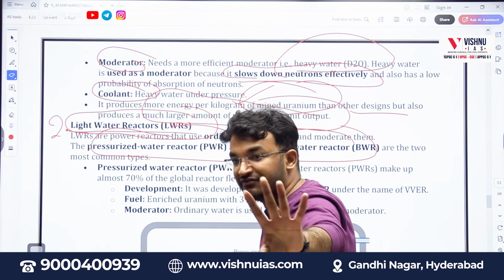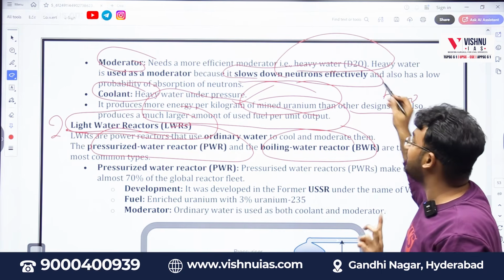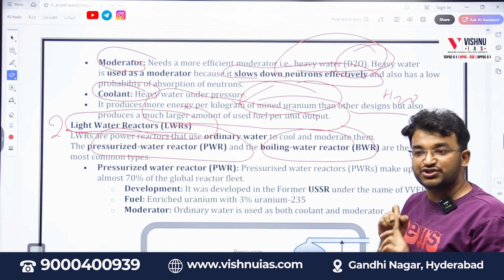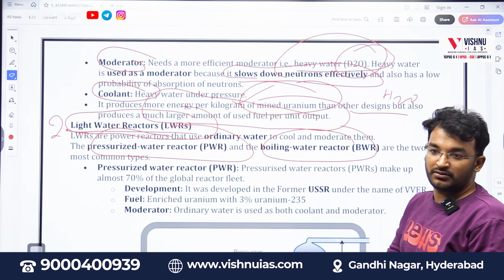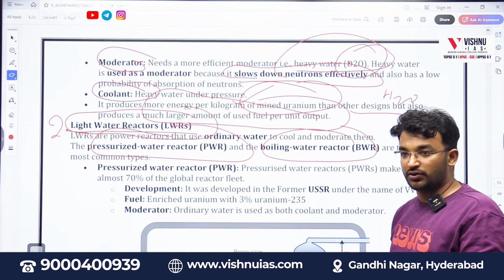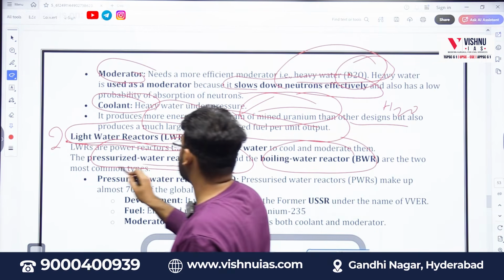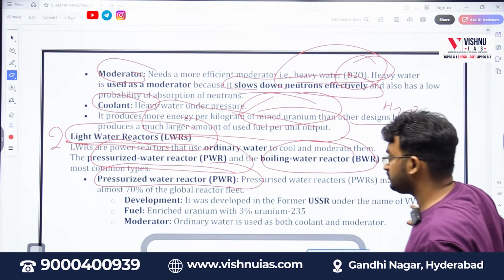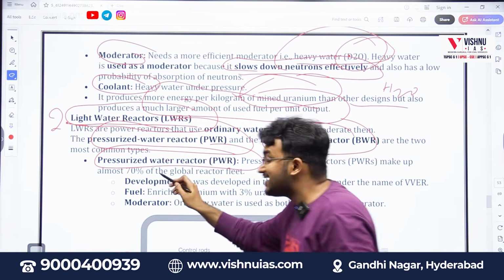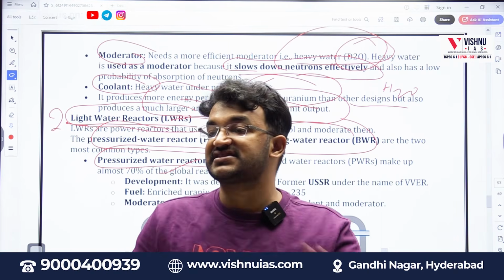First of all, what is meant by heavy water? Normal water is H2O. In the heavy water it is D2O. Instead of hydrogen atoms we will be using isotope of hydrogen, deuterium. That is called as heavy water. That is D2O, not H2O. Okay. Now what is this pressurized water reactor? This is the major nuclear reactor across the world. 70% of nuclear power plants are made up of this pressurized water reactor.